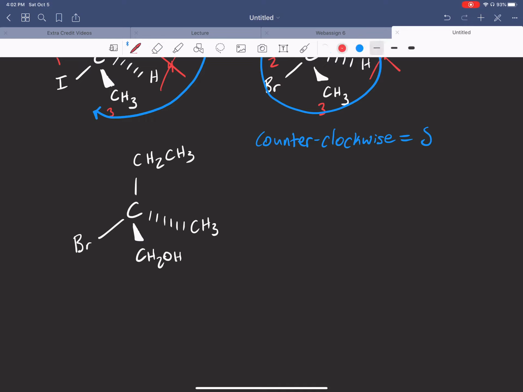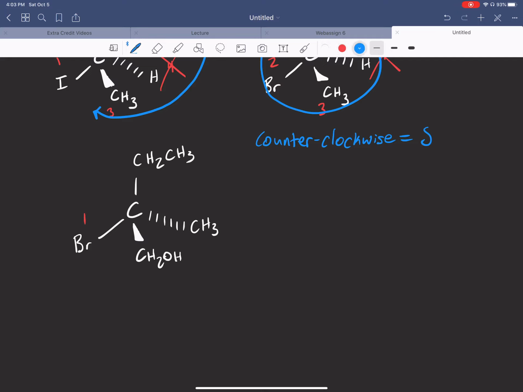And so how do we determine R and S? Well, again, let's look at the atomic number first. Which one has the higher atomic number? The bromine. And now, what about the others? Well, they all start with carbons. So we cannot look at the carbon because the atomic number would be exactly the same. So what you now do is you move on to the next atom. Okay? So what I'm going to do is I'm going to draw it out here.